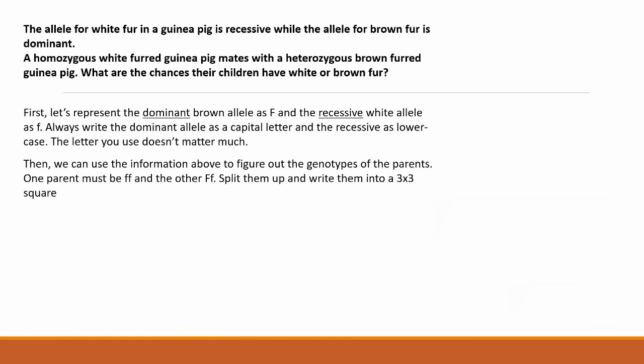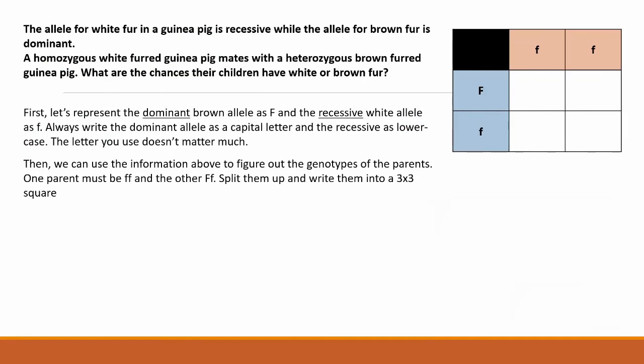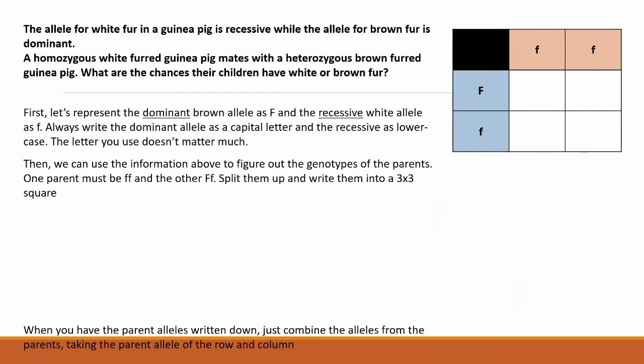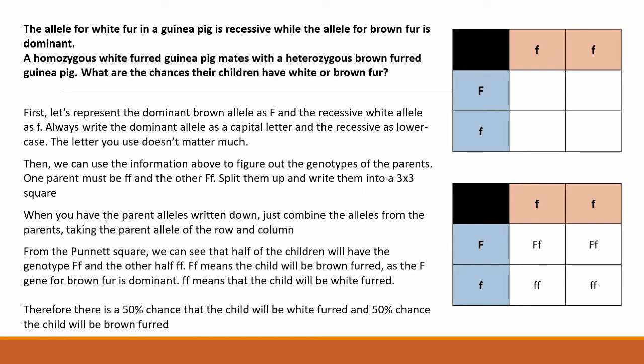So we're going to split these up and then write them into a divided Punnett square, like this. And just doing what we did before, let's take the parents' allele from each row and column and combine them to get the alleles of the children, like this. And from this we see that half of the offspring will have dominant recessive alleles and half of them will have recessive alleles. This means that half of them, the dominant recessive, will have brown fur, and the other half, with the recessive, will have white fur. And so it has a 50% chance of being either white or brown.